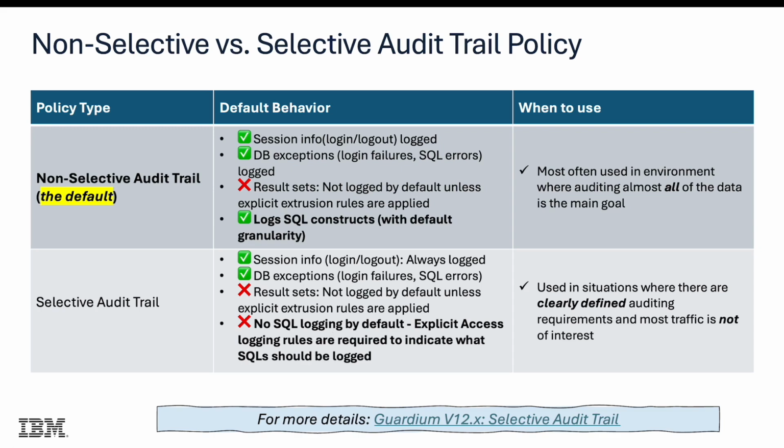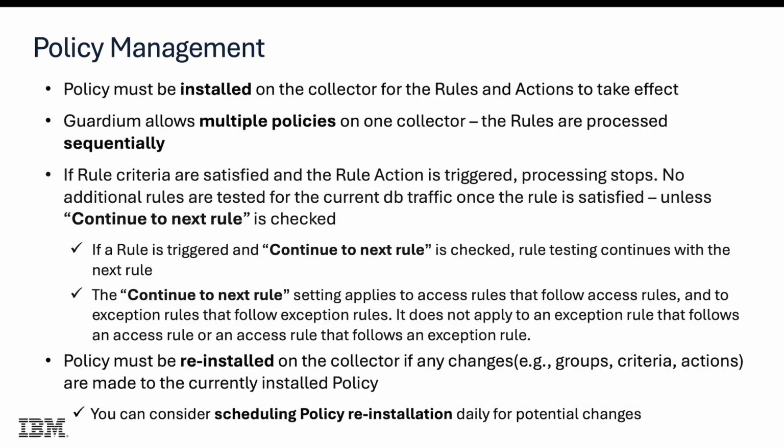As for use cases, non-selective is for when you need to audit all data. Selective works when auditing requirements are clear and most traffic is not of interest. If you're not sure which one to pick, a good rule of thumb: start with the default, the non-selective audit trail. We've covered several points about policy rules. Let's move on to policy management. Here are the key points you need to know.